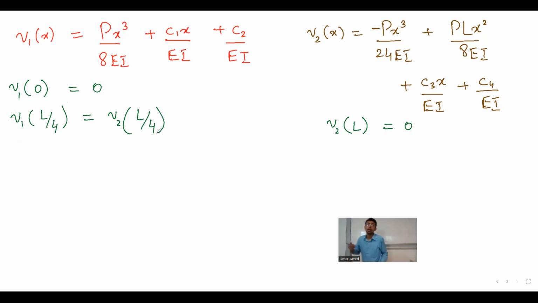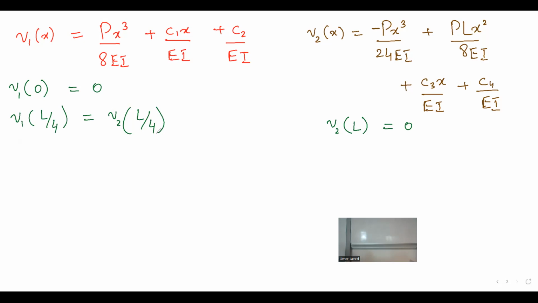Hang on with me. How many equations right now? 1, 2, 3. Three conditions. This is a boundary condition: V2 at L equal to 0. V1 at 0 is a boundary condition. V1 at L by 4 is equal to V2 at L by 4 because it's a continuous function. So at that junction, the deflection will be the same. This is what is known as a continuity equation. C-O-N-T-I-N-U-I-T-Y. Continuity.